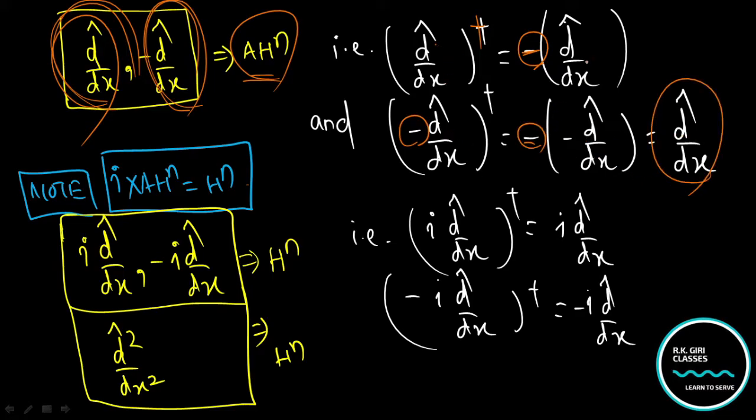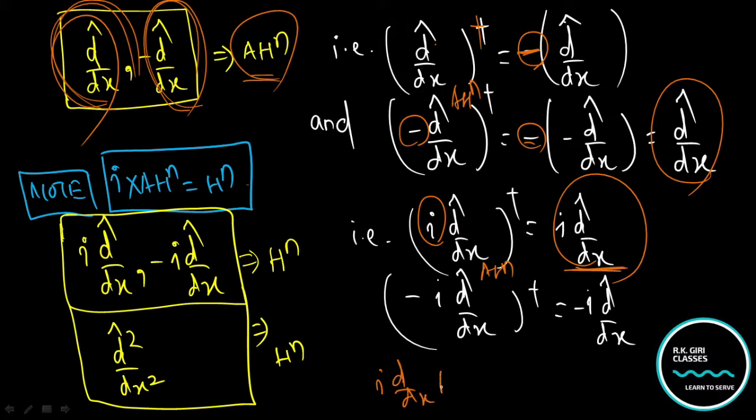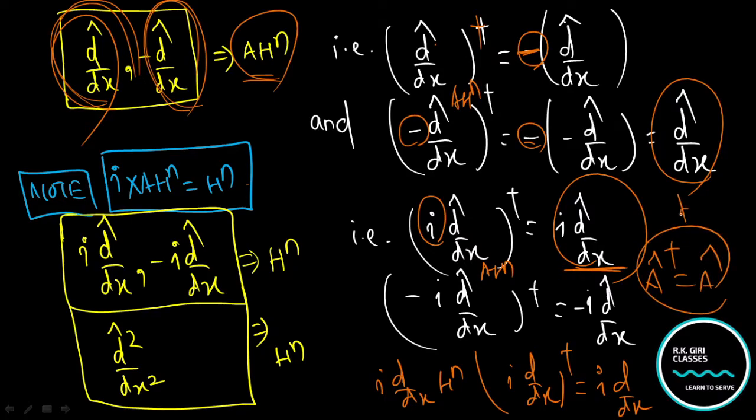That means minus d/dx, and minus d/dx dagger, is equal to d/dx, right? So if you multiply i with this anti-Hermitian operator, the value itself is the same, because i d/dx is a Hermitian operator. That means the dagger of this one will be the same, right? Because A cap dagger must be A cap for the Hermitian condition.